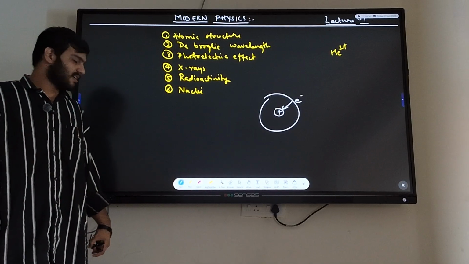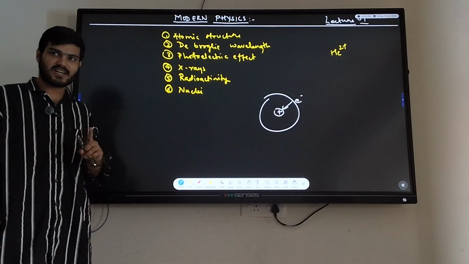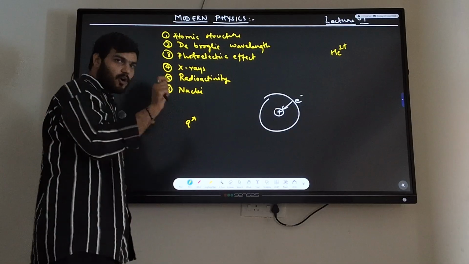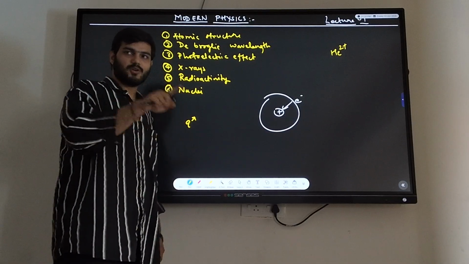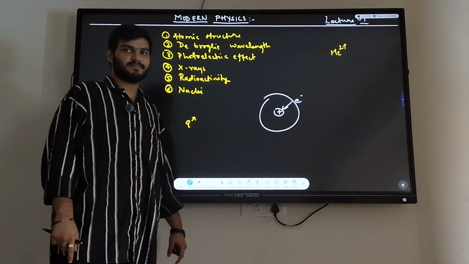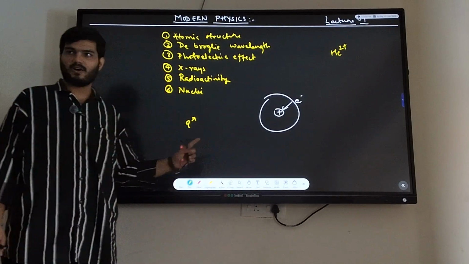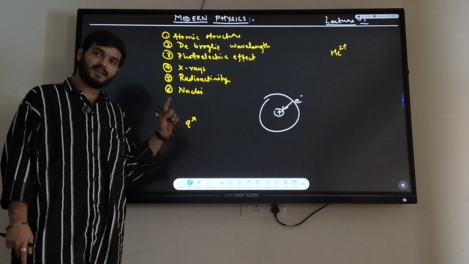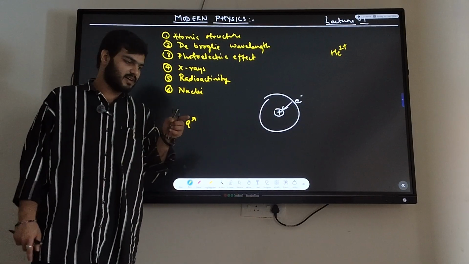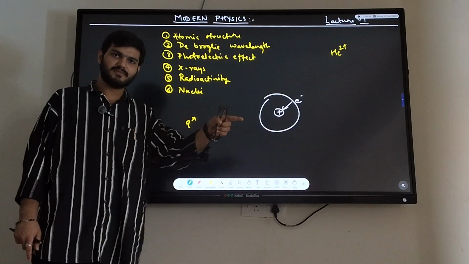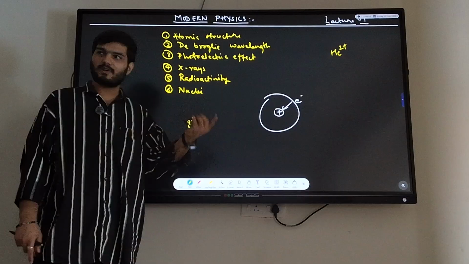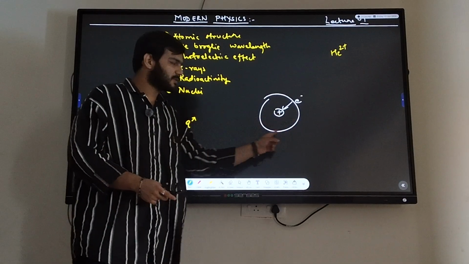You will study that if you have a charged particle Q and it oscillates, either it oscillates or it accelerates, whenever it accelerates, it loses energy. I am not telling you how it loses energy, but it does lose energy when it accelerates, only in that case. If it is moving with constant velocity, it won't lose energy. But if it is accelerating, it will lose energy. Is it accelerating when it is performing circular motion?